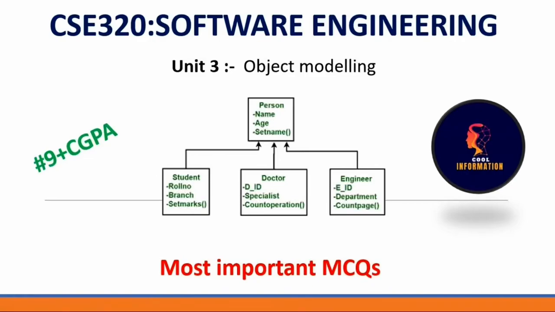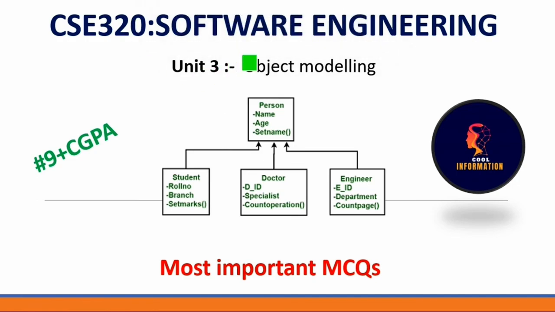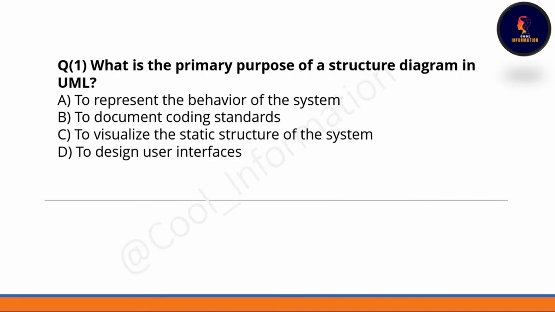Hello everyone, welcome to the next video, and in this video we will see MCQs from unit number 3, which is actually object modeling in software engineering. So first question is, what is the primary purpose of a structure diagram in UML?